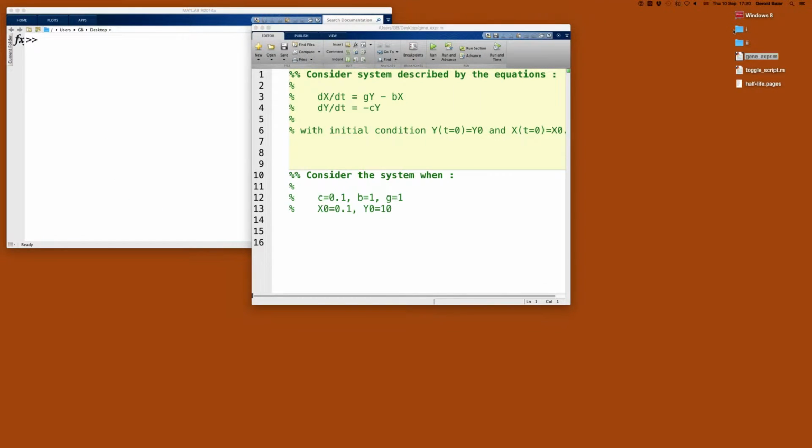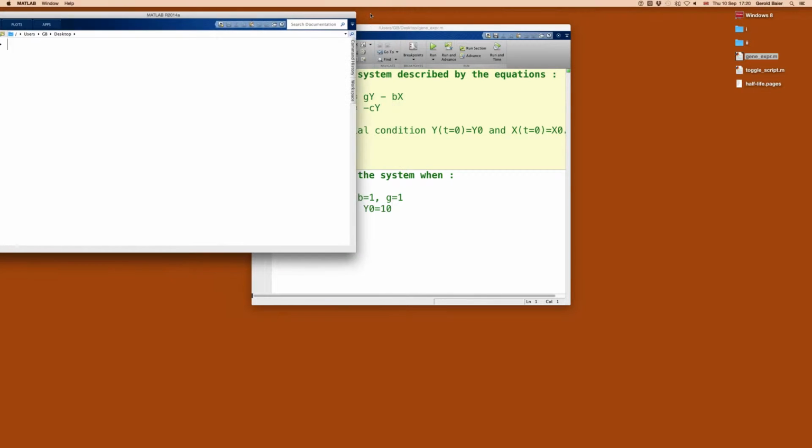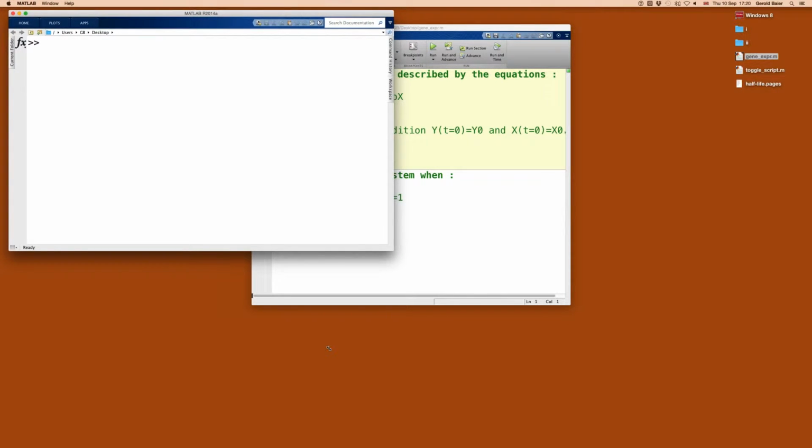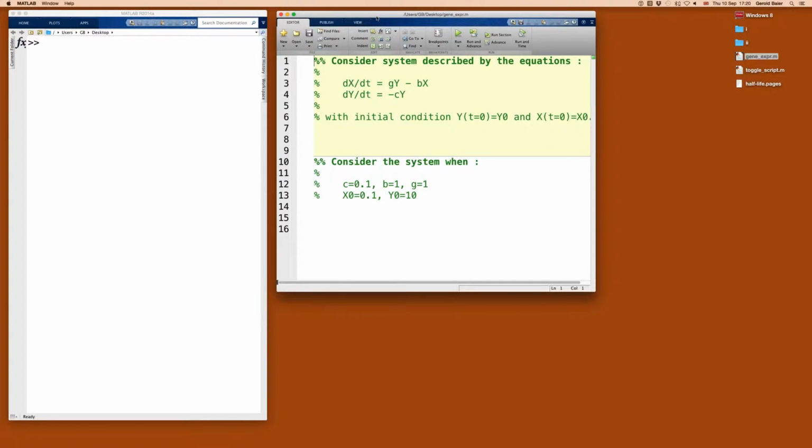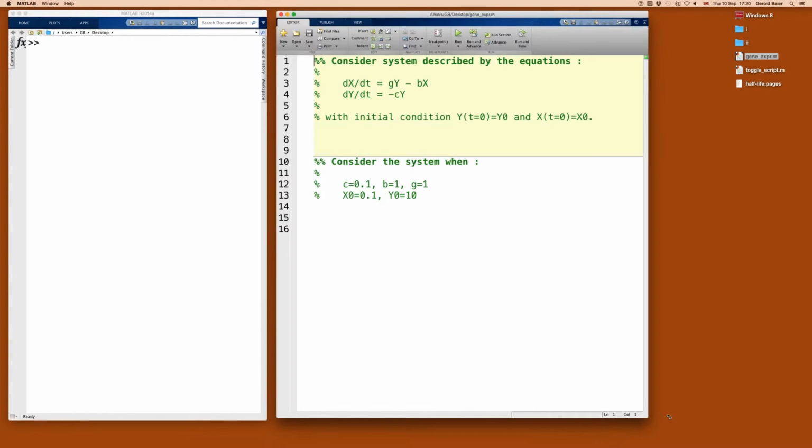Okay, so let me just prepare my screen. I'll put my MATLAB over the side and I'll put my script file here. Okay, hope everyone can see that.